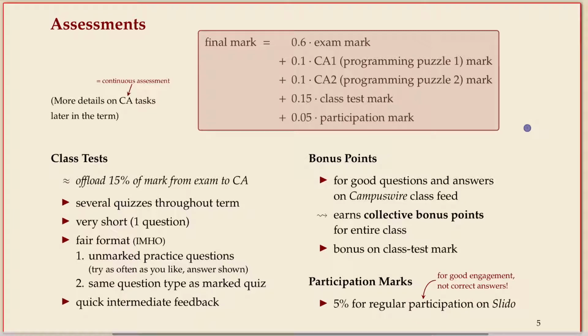I said something about the assessment already, the 60% for the exam, and the other 40% are broken down like this. 2 programming puzzles with 10% and then 15% of the class test. Now you may notice there's 5% left, and that's for just clicking along on Slido. So that's why it's really important for you to sign up on Slido with a university email account, just so that I can link you to the appropriate account on Canvas for the participation mark.